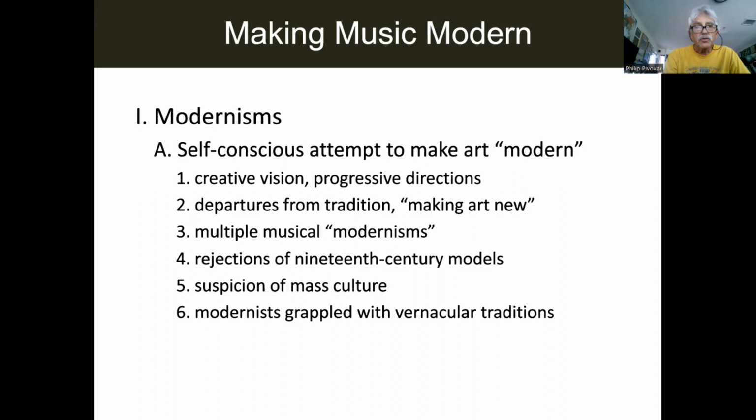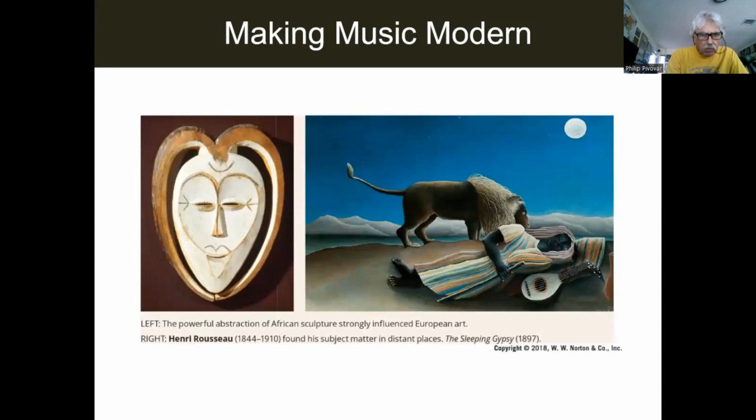We're going to look at quite a few paintings here about modern art. Henri Rousseau, you look at this and you'd say, wow, this must be made in the 70s or something. Well, the artist died in 1910. He found his subject matter in distant places, The Sleeping Gypsy from 1897. Would you believe that? From 1897? And here, the powerful abstraction of African sculpture strongly influenced European art. So this attraction to non-Western art and then having an influence on your art is a way to make modern art.